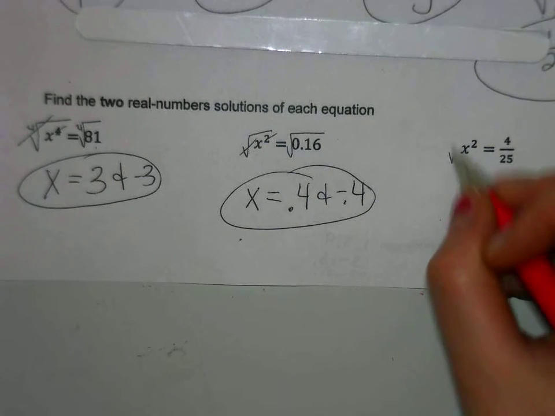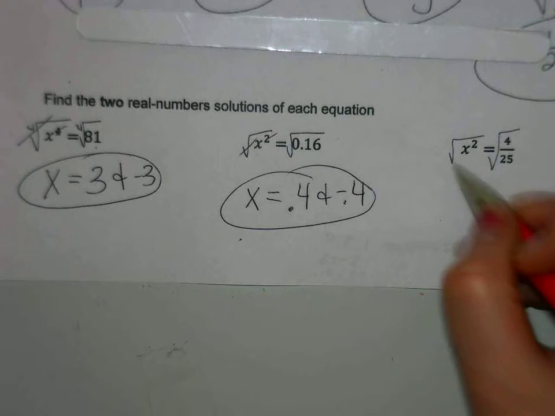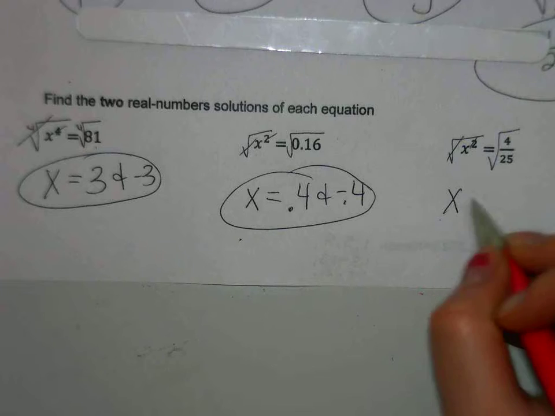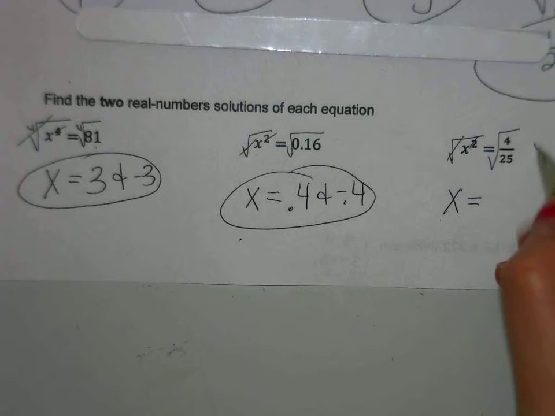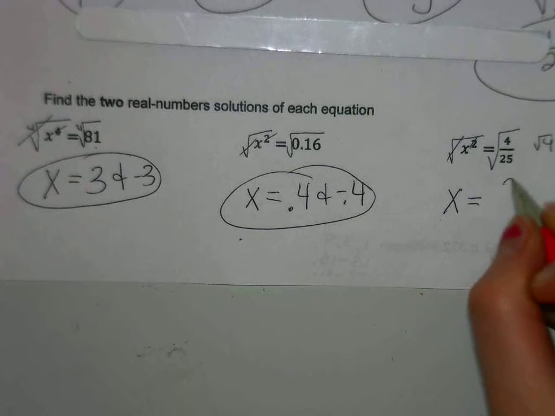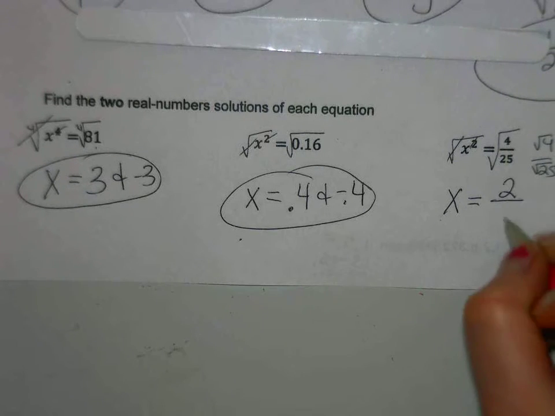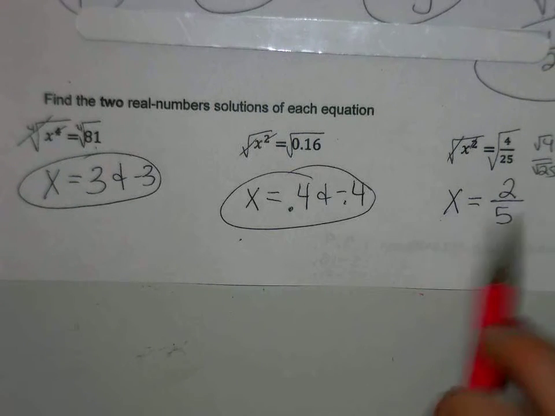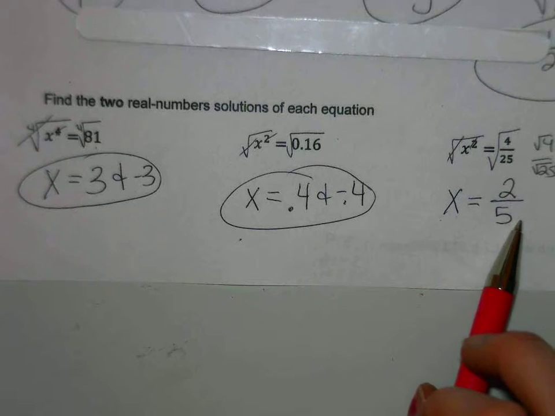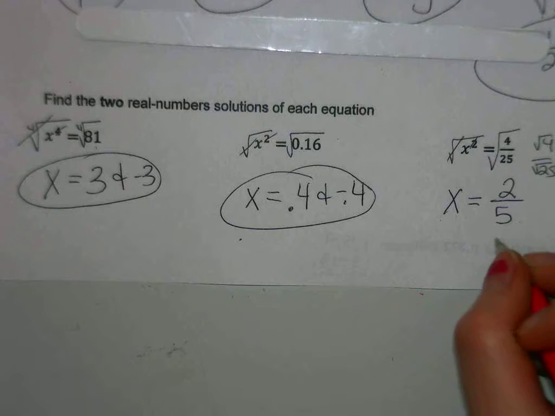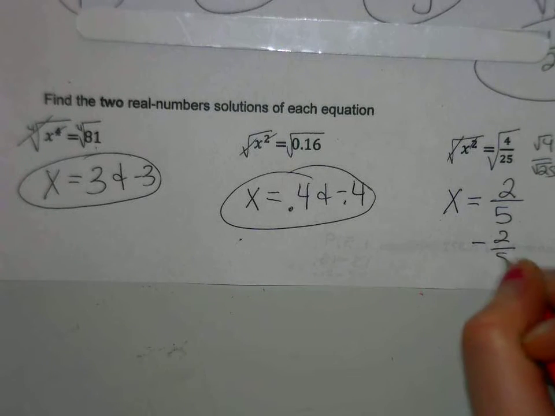Last one, if we square root both sides to get rid of the square, those cancel each other out, so we're left with x equals the square root of 4, which equals 2, over the square root of 25, which equals 5. So x equals 2/5. And since we need two real number solutions and it's an even root, we're also going to be left with negative 2/5.